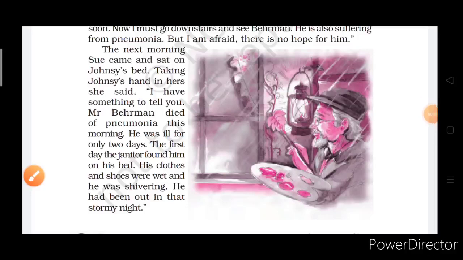The next morning, Shoo came and sat on Johnsy's bed. Taking Johnsy's hand into hers, she said, "I have something to tell you. Beggarman died of pneumonia this morning. He was ill for only 2 days. The first day, the janitor found him on his bed. His clothes and shoes were wet, and he was shivering. He had been out in that stormy night."